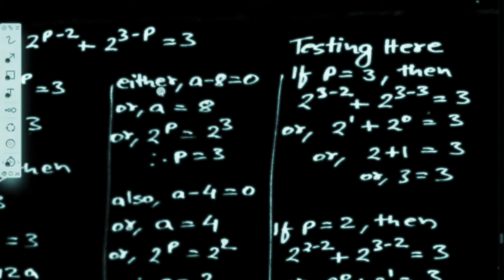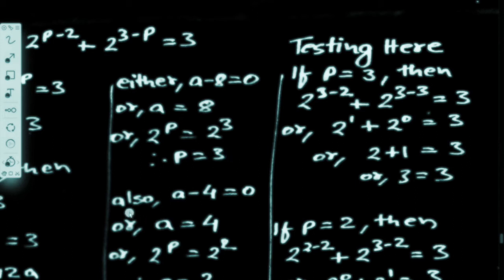Now the first factor is a minus 8 equals 0, or a equals 8. In place of a, again 2 power p shall be placed. In place of a, 2 power p shall be kept, so 2 power p equals 8, and 8 means 2 power 3. Therefore, as the base 2 is the same, p equals 3. In this way we get the first value a as 8 and p equals 3. First value we get is 3.